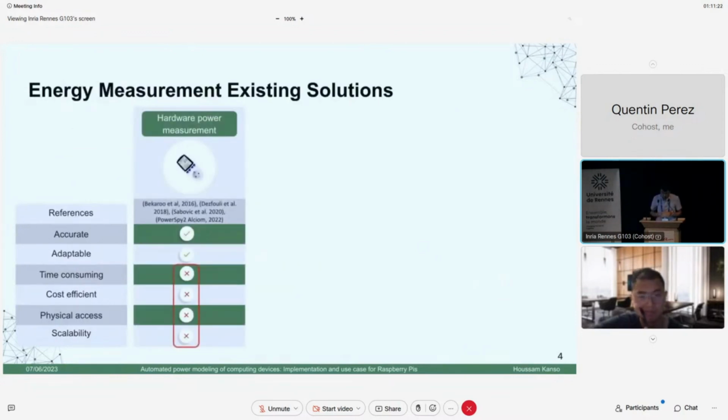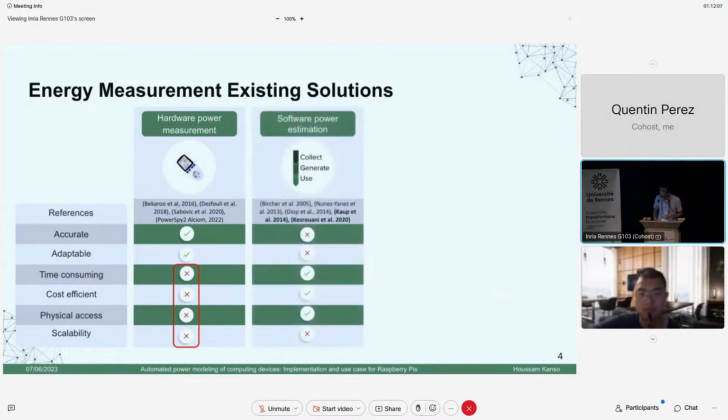Therefore, just to see a little bit of the existing solutions. Some existing solutions are based on hardware power measurements. We just plug in a watt meter and like this, we know how much the device is consuming. Yes, it is accurate. It's the most accurate way to know how much the device is consuming. It is adaptable because if we change the device that is connected to this watt meter, it's going to give us the new power consumption. However, it's time consuming to connect each of the devices to these watt meters. It's cost inefficient because if we want to buy watt meters, it's going to cost us. We need physical access to the devices in order to plug them, and it doesn't scale.